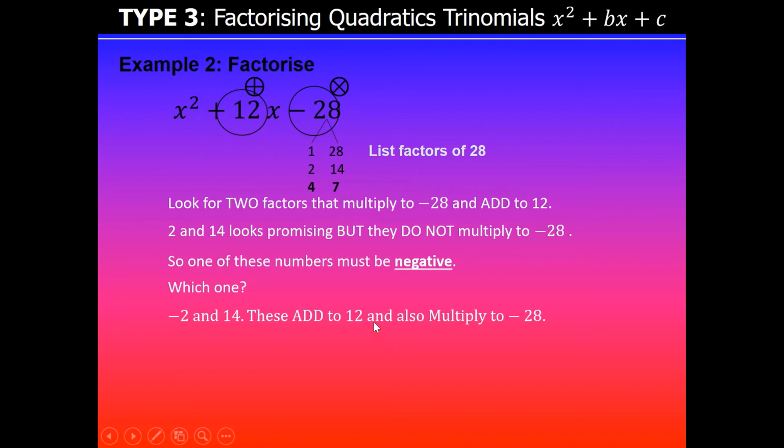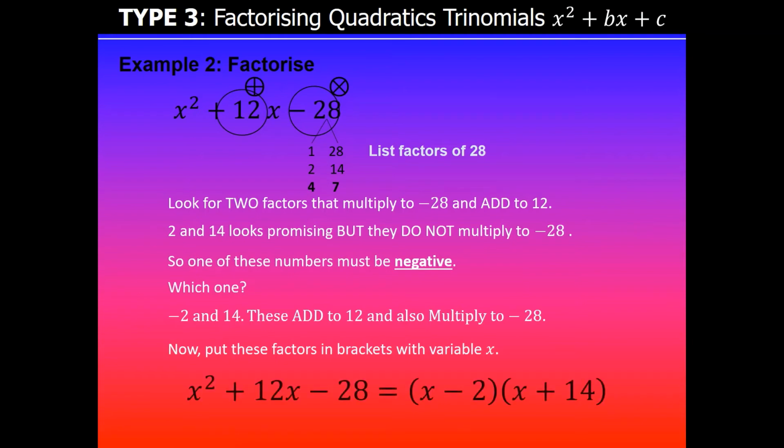So the only way we can achieve that is if I put negative 2 and 14 instead of 2 and negative 14, because if I went 2 and negative 14, I will get negative 12. So these add to 12, and also using multiplication of these two numbers, we end up with negative 28. So what we need to do then is put these factors in brackets with variable x.